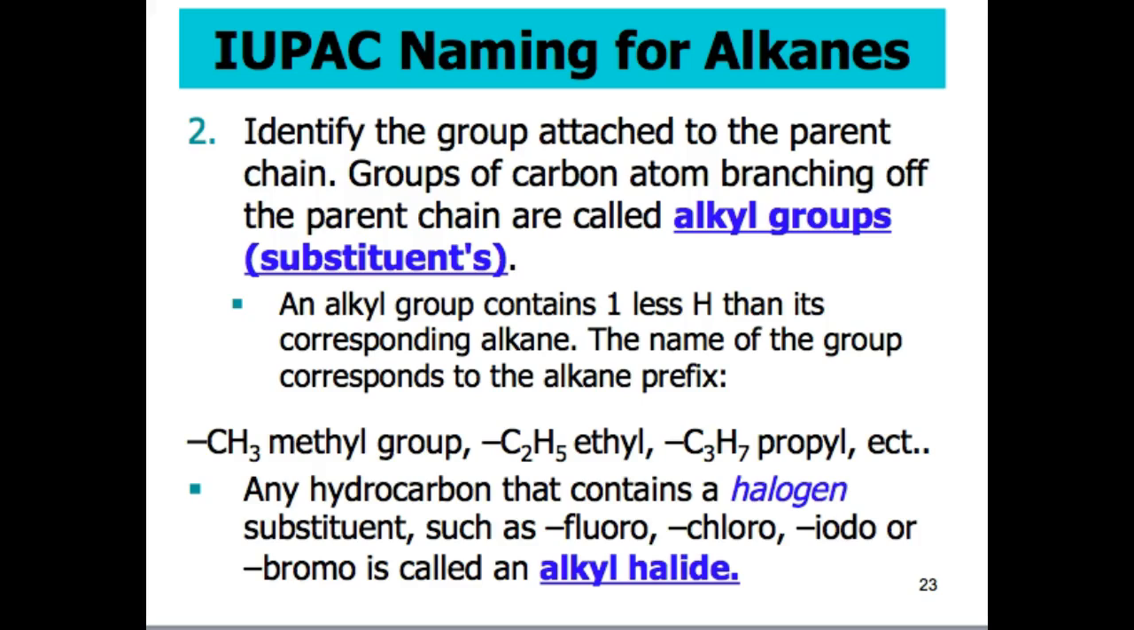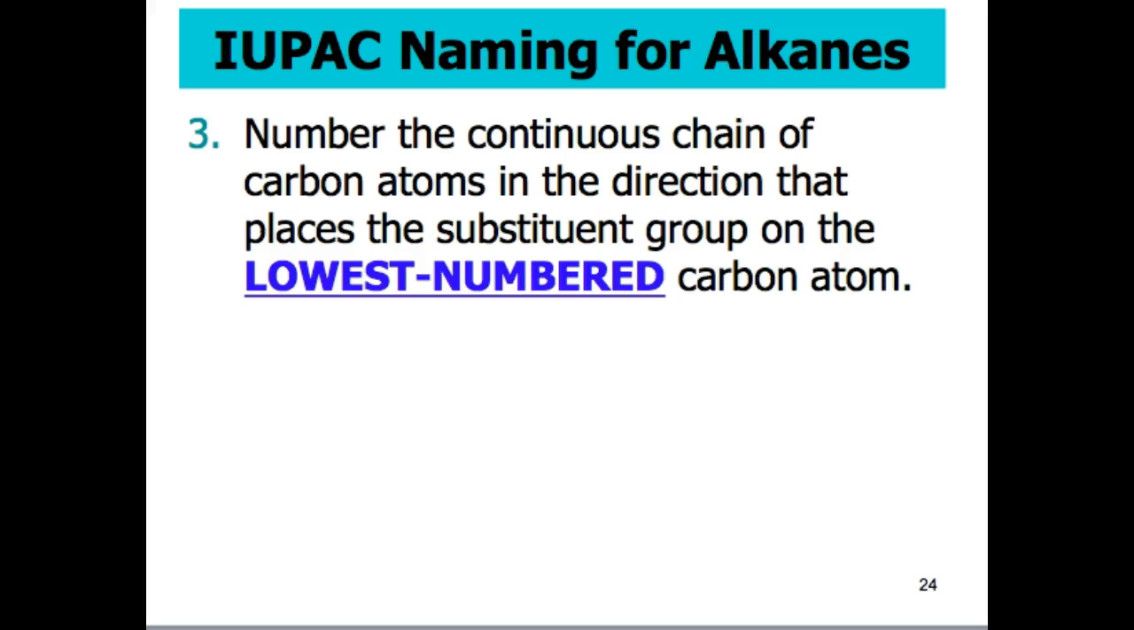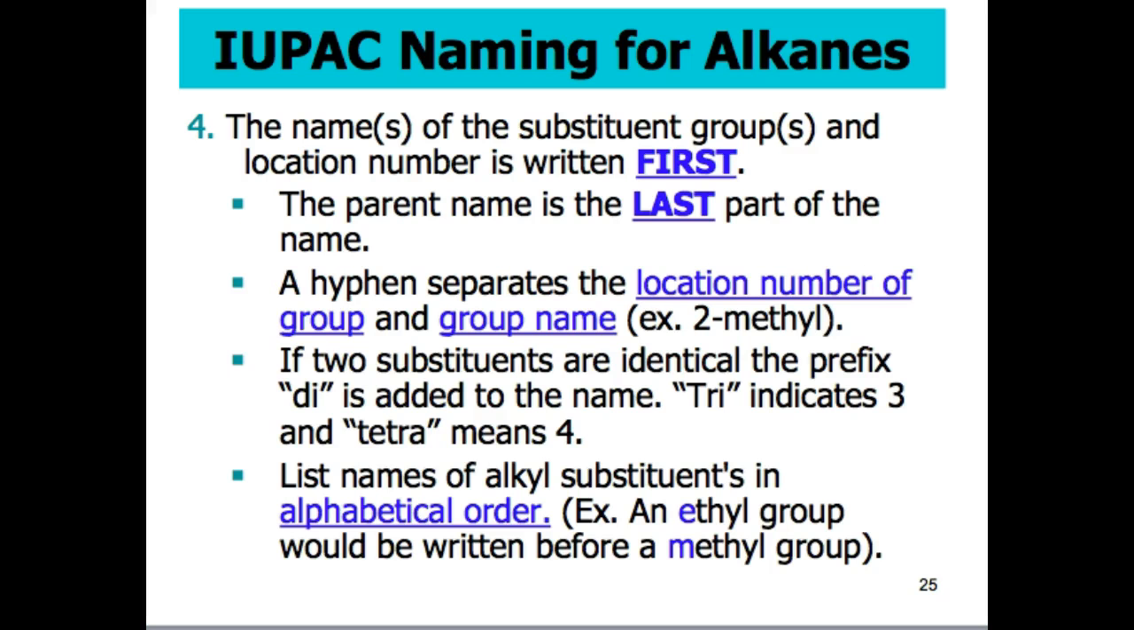A hydrocarbon that contains a halogen substituent, such as fluoro, chloro, iodo, bromo, is called an alkyl halide. Next, you need to remember that you want to number the continuous chain of carbon atoms in the direction that places the substituent group, or the alkyl group, on the lowest numbered carbon atom. The name of the substituent group and the location number is written first. The parent name is going to be the last part of the name.